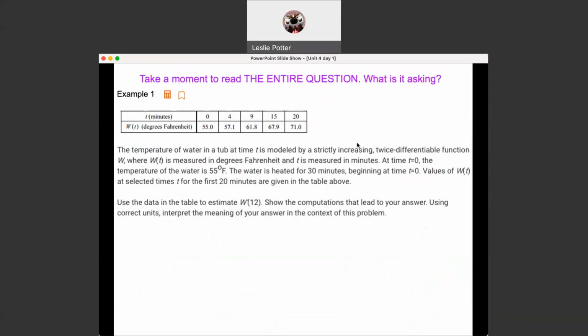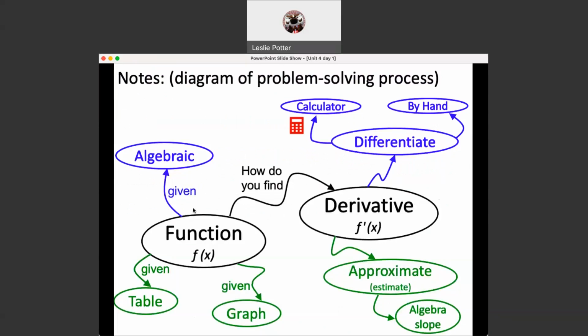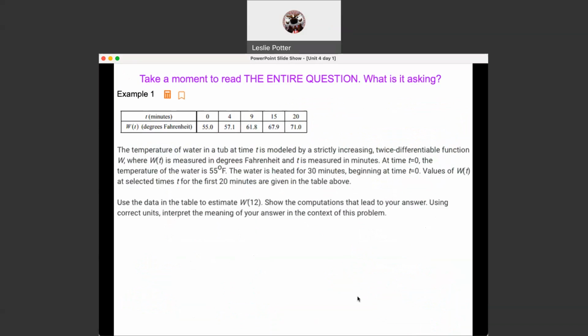Okay, so let's look at this example. Notice we're given a table. So let me go back to that previous screen. We already know we're heading in this direction. I notice that's the calculator. I notice I have some units here in Fahrenheit and minutes, and I notice I have a function W of t.